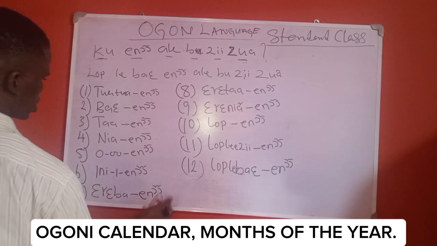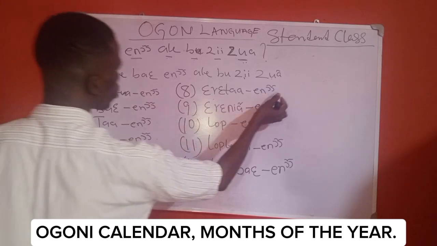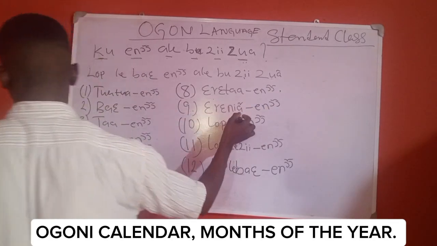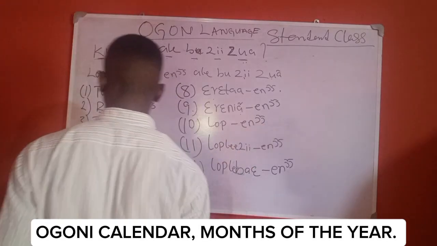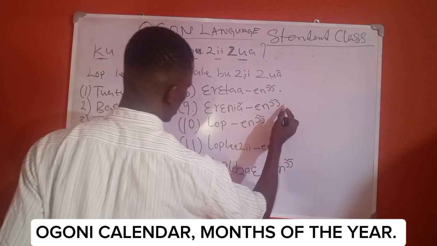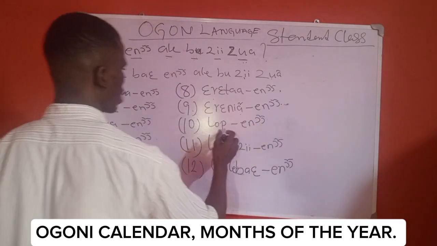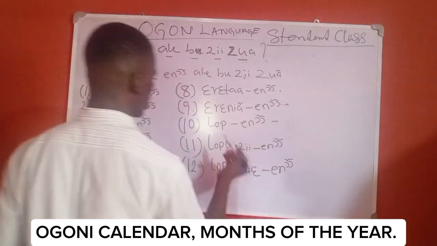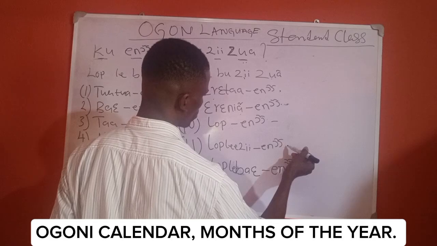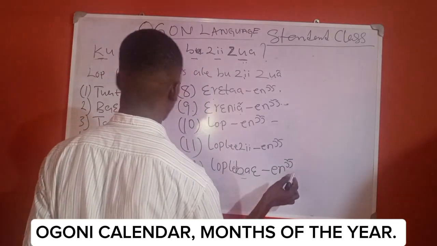Ereba Eno, which is July. We have Eleta Eno, which is August. We have Erenia Eno, which is September. September is Erenia Eno. While Loop Eno is October. Loblezin Eno is November, and Lobleba Eno, which is the last, is December.